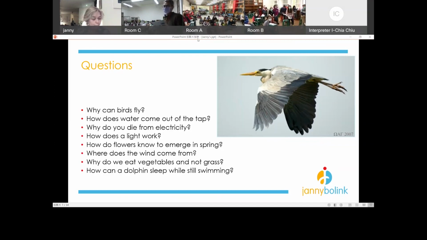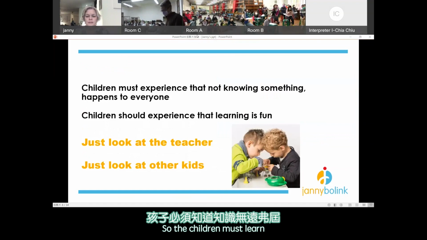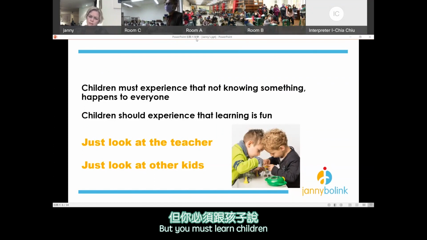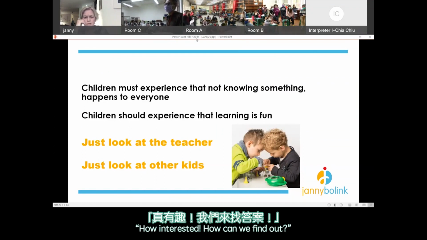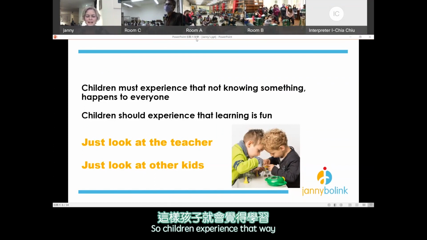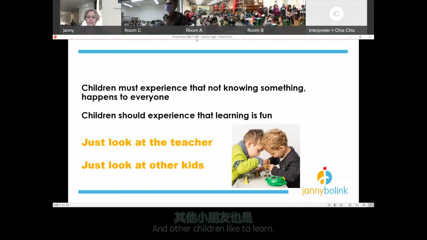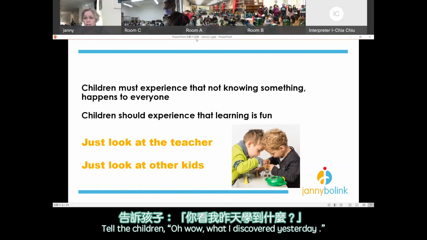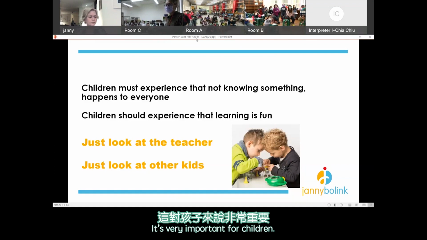I don't know. Okay, so the children must learn that not knowing something happens to everyone. Nobody knows everything, but you must learn, children. Did you say, oh, I don't know? How interesting. How can we find out? So children experience that learning is a lot of fun, and teachers like to learn, and other children like to learn. So if you learn something as a teacher, tell the children, oh wow, what I discovered yesterday. It's very important for children.